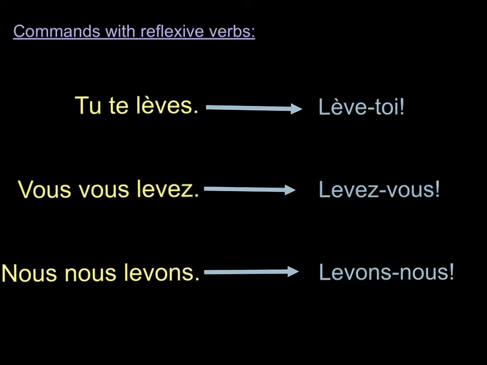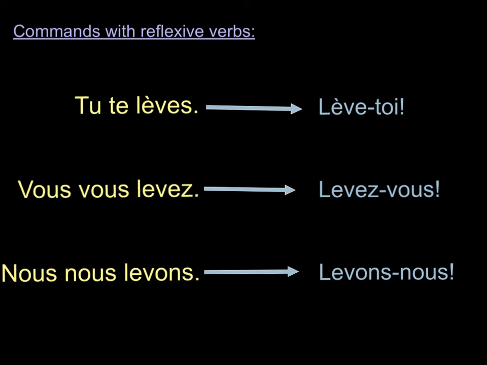Giving commands with reflexive verbs is a little bit different because we can't get rid of the reflexive pronoun, the te, vous, or nous, right here. We can't get rid of it. It still has to stay as part of the verb. So, if we want to tell a single person, get up, trying to get your little brother or sister out of bed, and you want to give it as a command, you're not going to say, you get up. Okay, it's not really much of a command. You want to be a little bit more direct and forceful. So you want to say, get up.